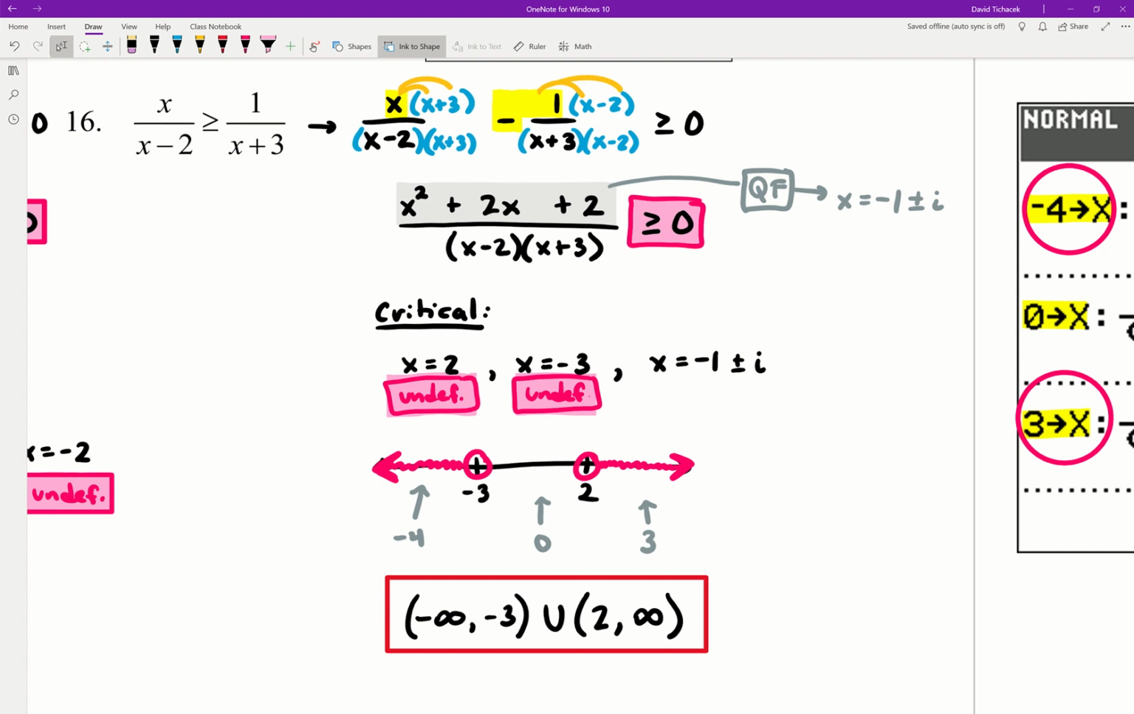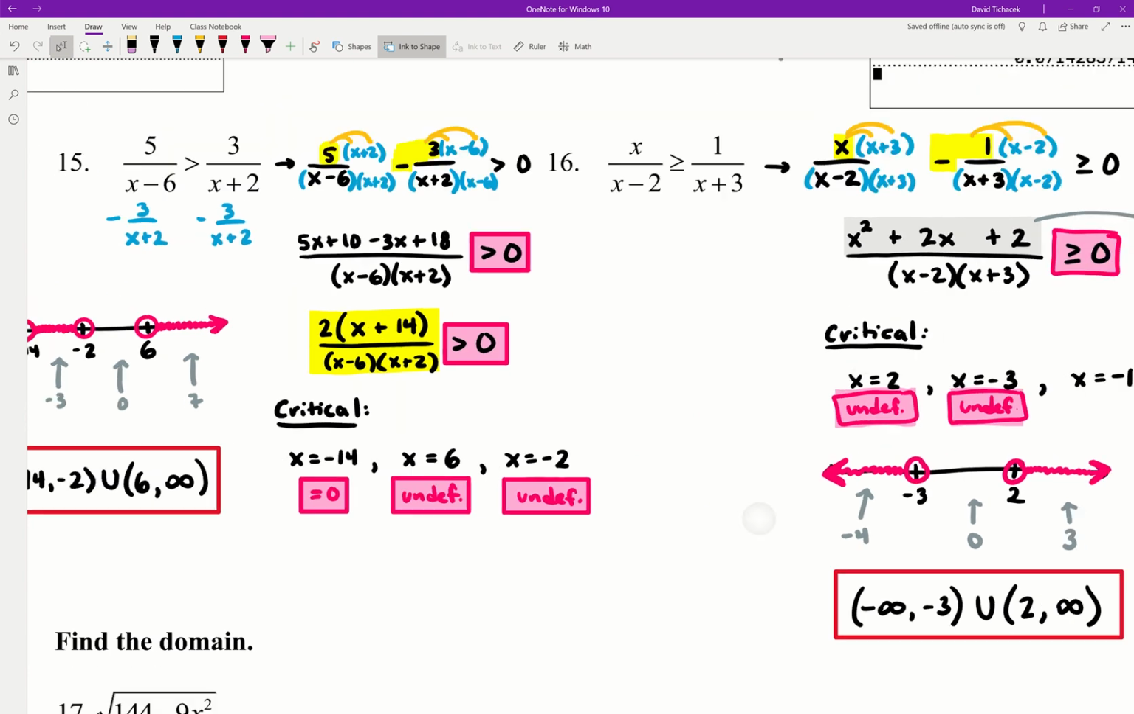Put those on your number line, test your regions, and then you're going to be good to go. Okay, so 2 examples where we did that.